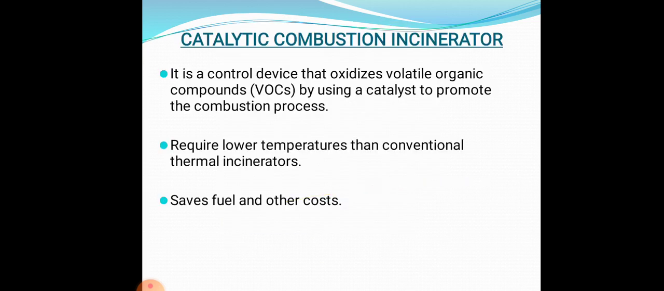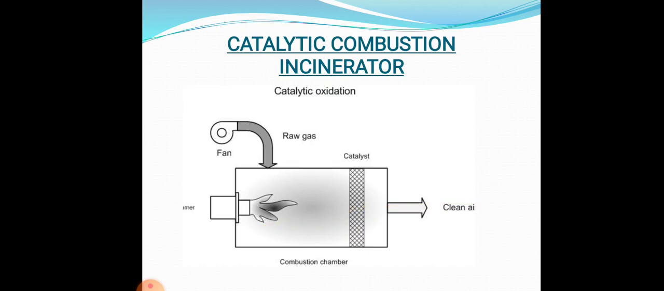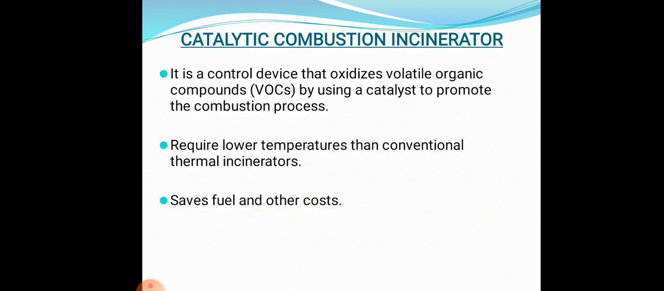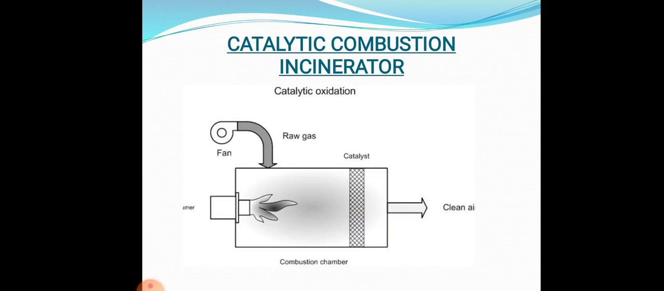Now coming to the next type, that is the catalytic combustion incinerator. Here you can see a typical catalytic combustion incinerator. It is actually a control device and is mainly used to oxidize volatile organic compounds, also called VOCs. This is done by using a catalyst which promotes the combustion process.